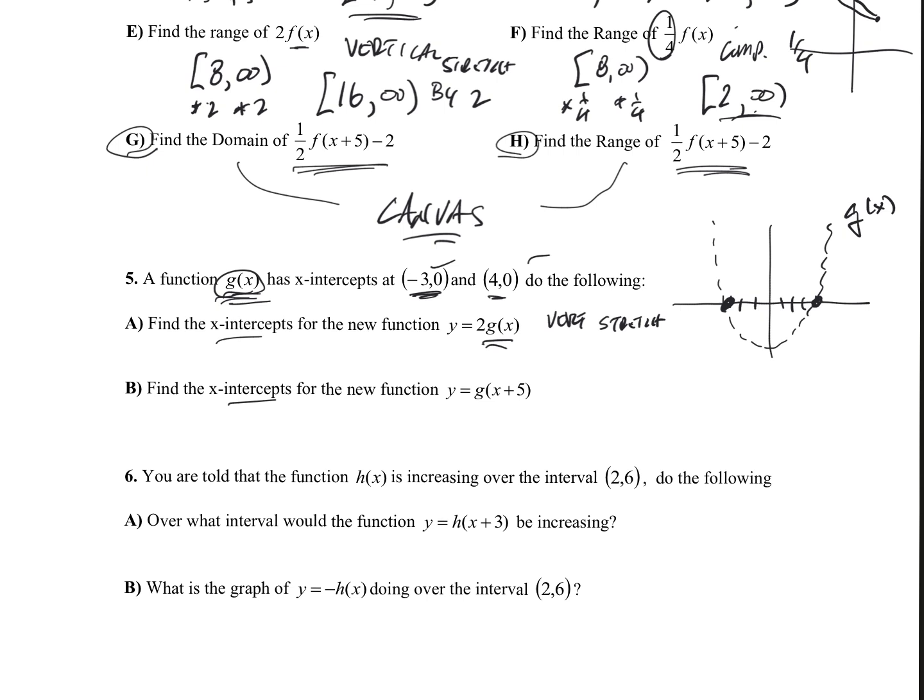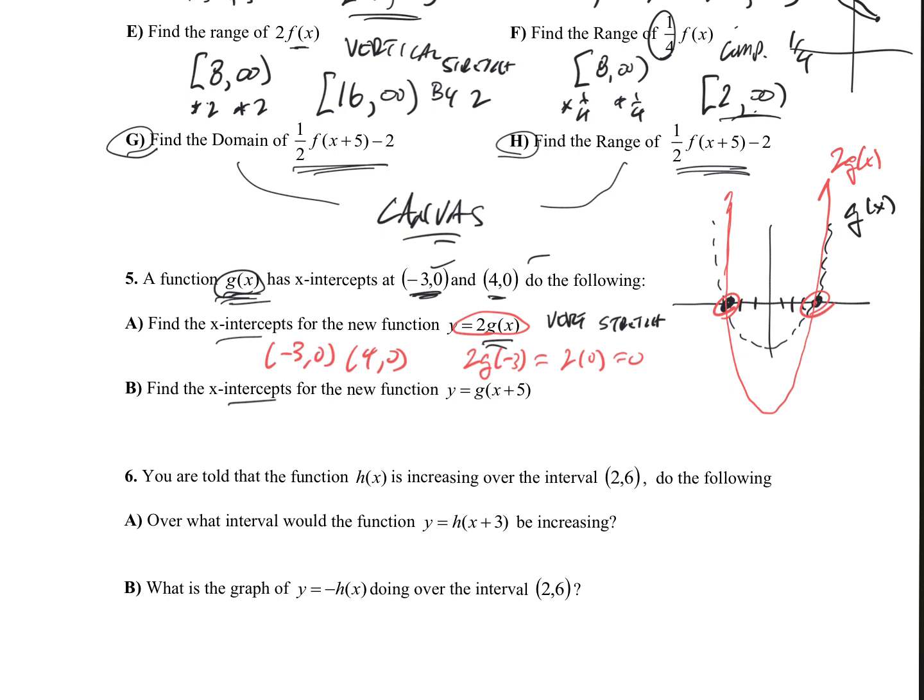Let me go ahead and change colors here real quick. If we vertically stretch this, that's what that vertical stretch would look like. There's 2g of x, but notice that the x-intercepts are actually going to stay the same. Because if we took a look at 2g of -3, this would be 2 times 0. We're still at 0. So multiplying 0 by 2 doesn't stretch it, make it longer, or make it more negative. It just continues to be 0. So in essence, since we're just elongating the function, we're not manipulating the x-intercepts. So the x-intercepts will stay the same for 5a. Let me go back to my black.